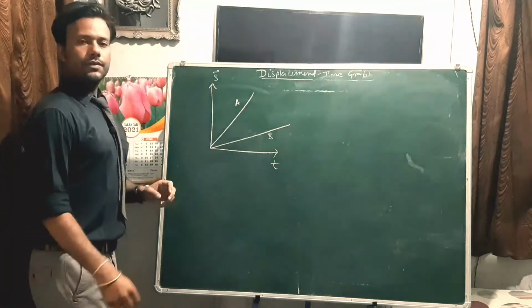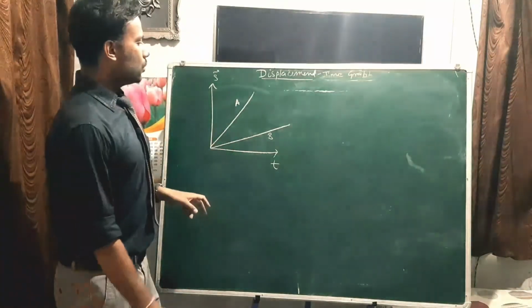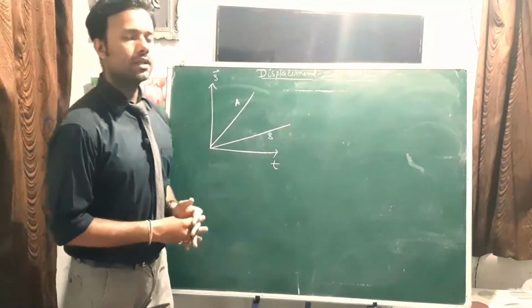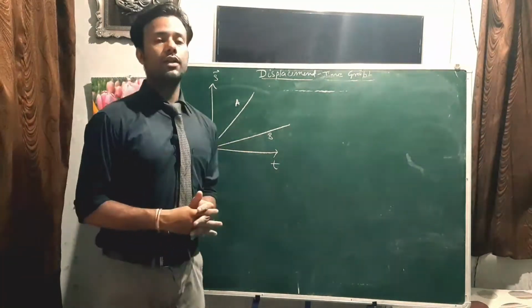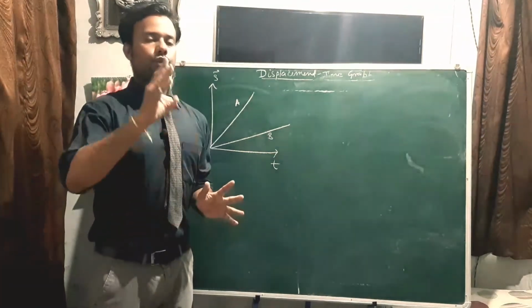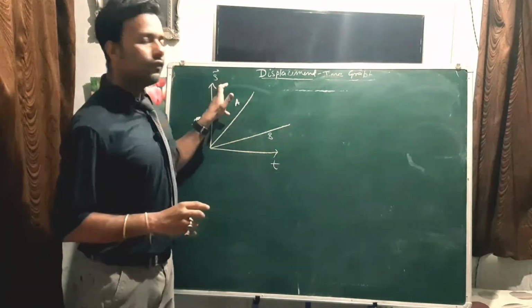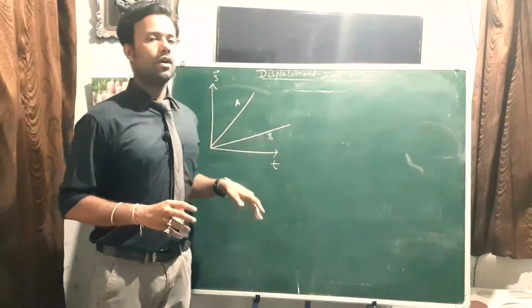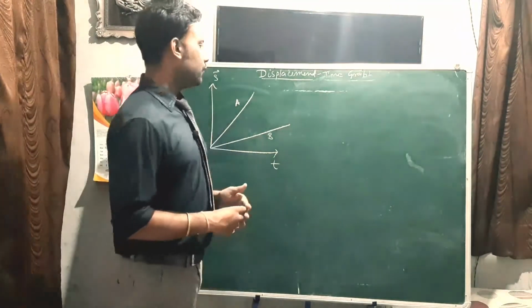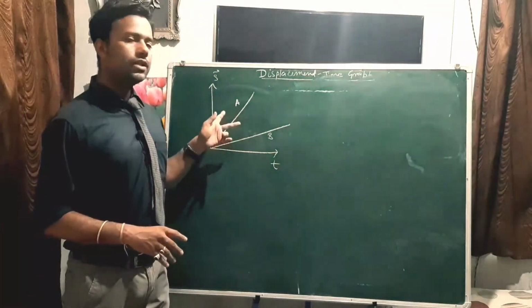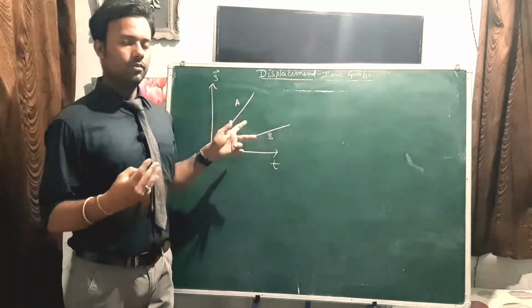So these are two graphs of body A and B. The question will be simple. It will ask in which graph, or which body, is moving with greater velocity. So you know that to find velocity from a displacement-time graph, what we'll do? We'll simply find the slope. And you can see here which line has more slope.